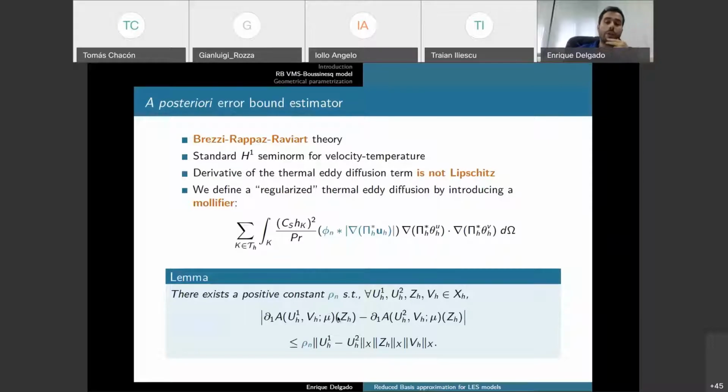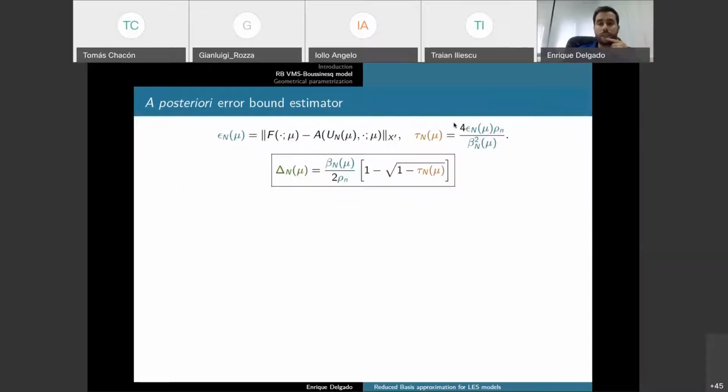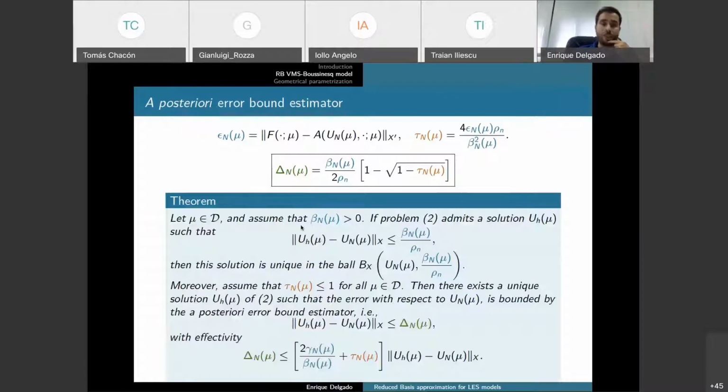So thanks to that, we define these quantities. The epsilon n is the dual norm of the residual. This tau n depends on the inf-sup constant of the derivative operator, the Lipschitz constant of the derivative operator, and the epsilon n, and we define the a posteriori error estimator by this quantity, and this is given by this theorem.